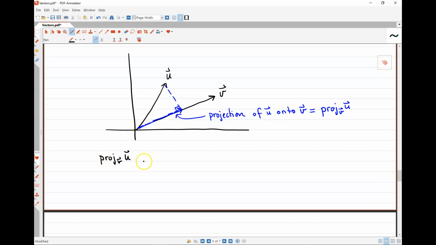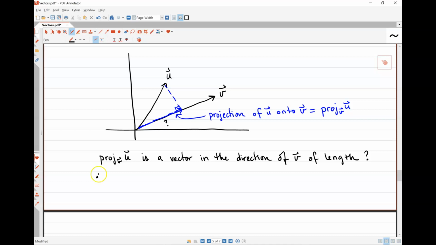We know that this projection of u onto v is a vector in the direction of v of length, well, I don't know what the length is. It's this length. If I know how long that side of that triangle is, then I can use that value to make a vector in the direction of v that has that magnitude.